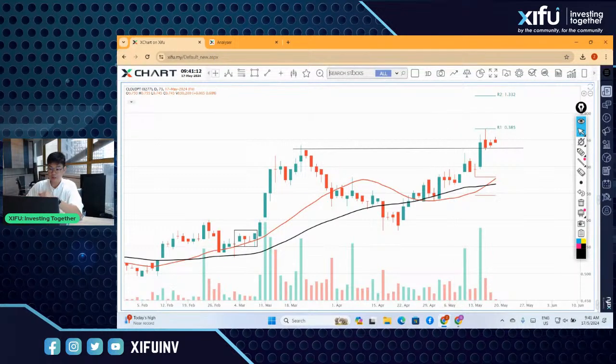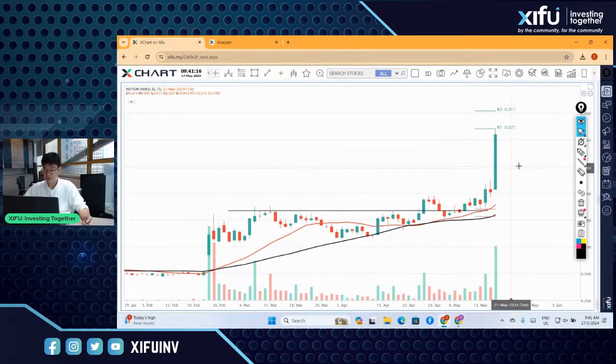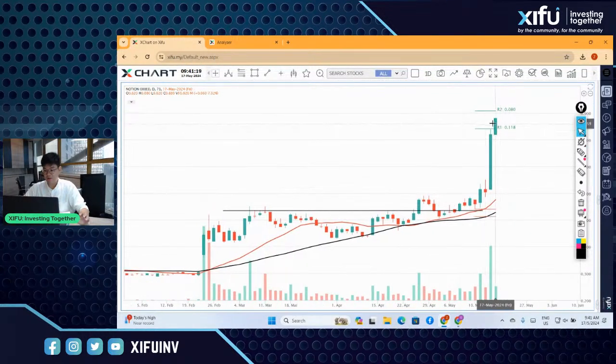Okay, Notion. Notion yesterday made a nice movement. How about today? Okay, later I'll go into glove. Let me know any stock you want me to look into.